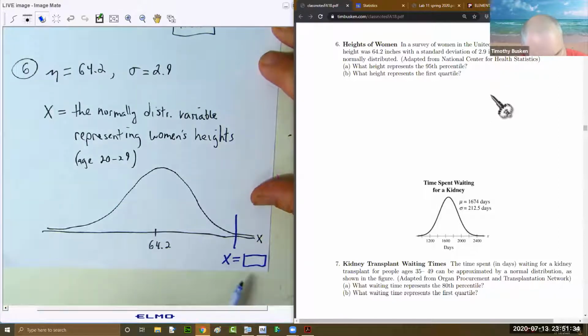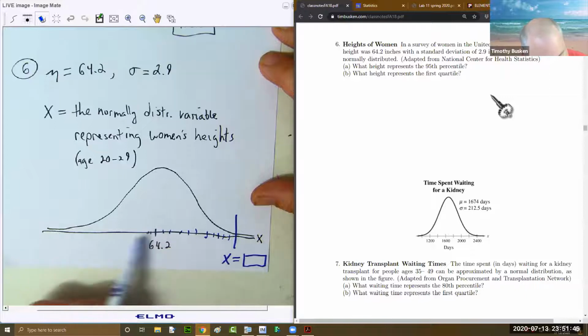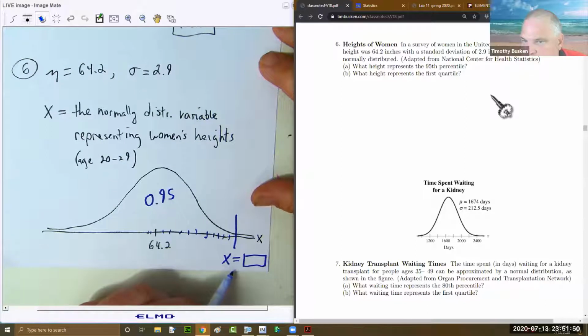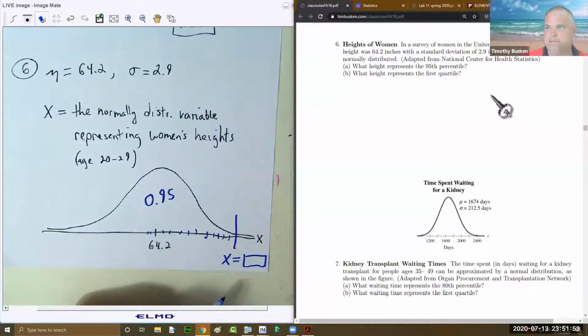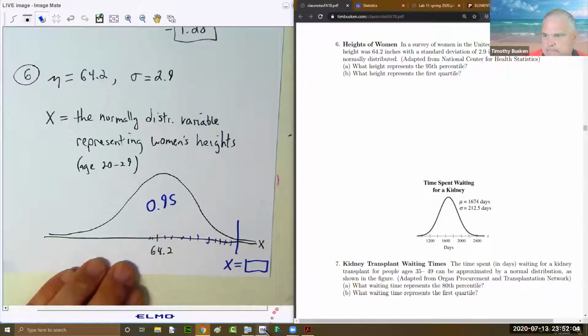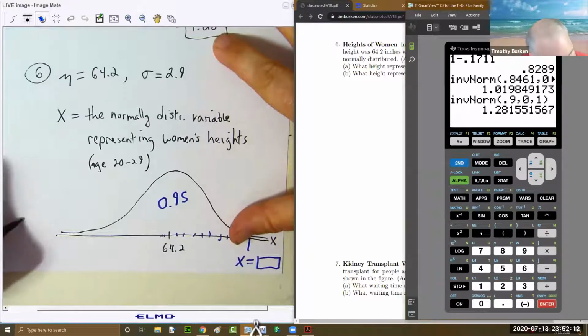We're trying to find this number x right here, and to the left of this height that we're trying to find is 95% of women's heights along this x-axis. So if the area left of this value is 0.95, then we're finding the value of x that's in the 95th percentile, the height which 95% of heights are less than. So that's another way to use inverse norm. To pull that up, we're going to need a calculator. To answer this question, we're just going to use inverse norm.